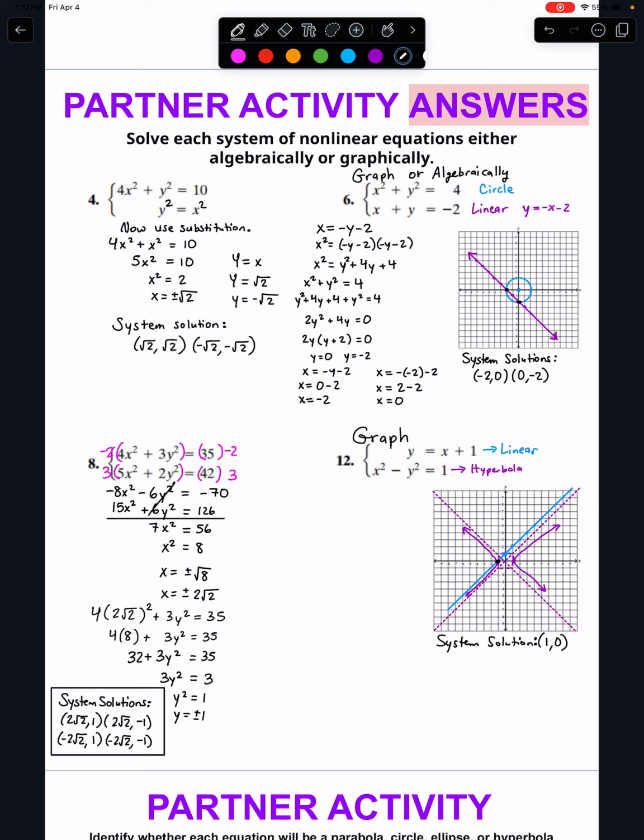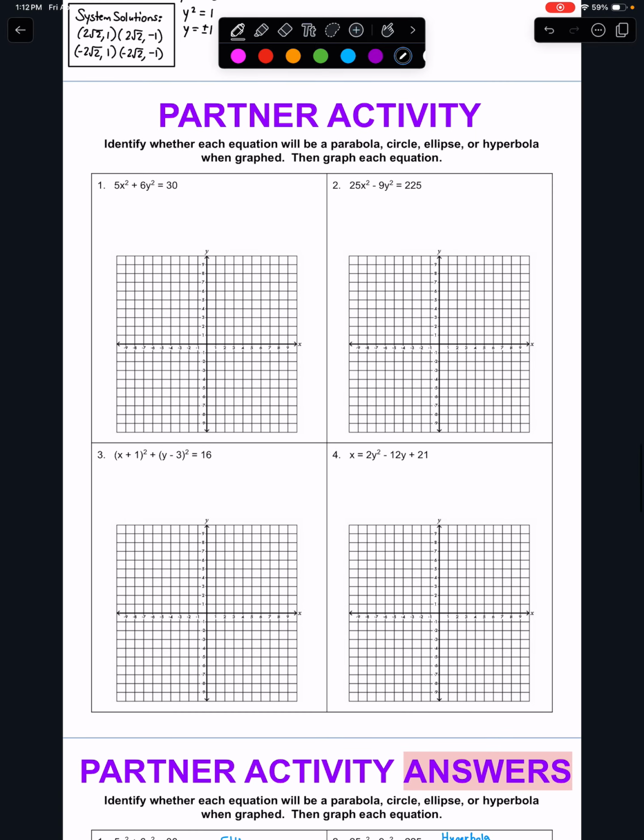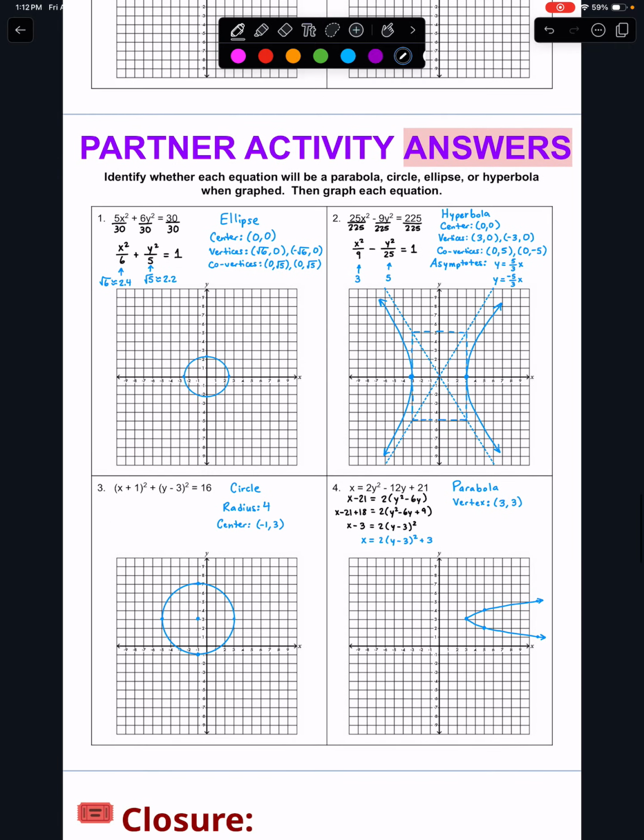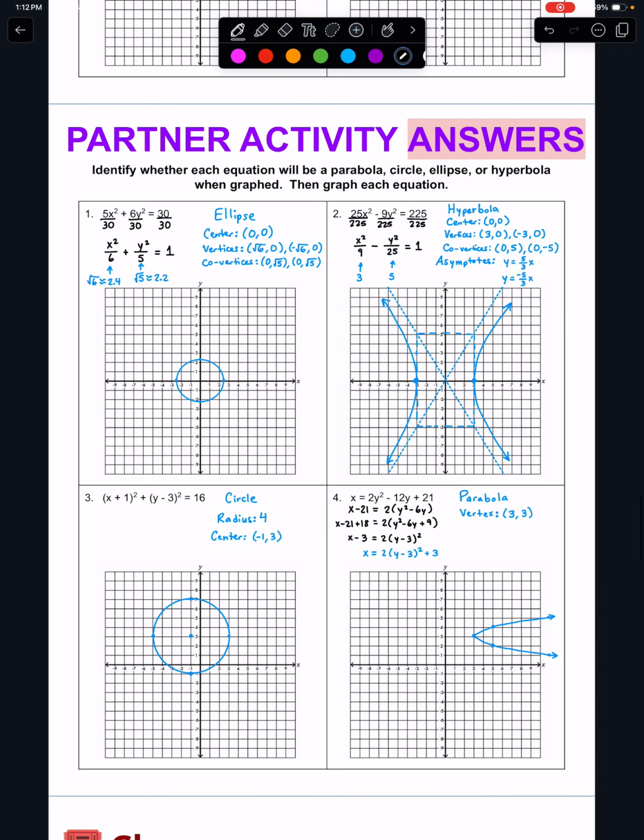All right, and then here's your second set of partner activity. Determine which equation you'll have and then graph each of them. So go ahead and, this is a recap. This is just one. Okay, and here was your answer. We might have actually done some of these problems, but I just want to do one more to really emphasize. It's kind of a recap. Okay, and this was it.